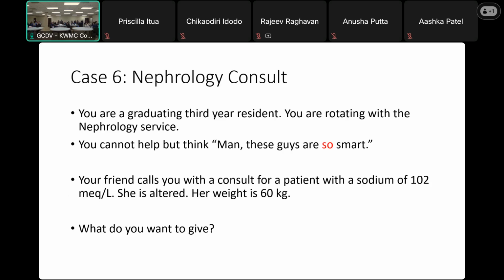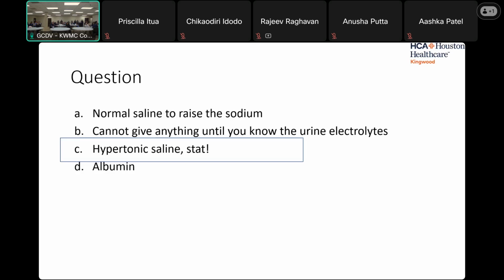So hypertonic saline. And you want to give it pretty urgently because, 1, the sodium is 102, so less than 110, severe. But 2, the patient has altered mental status. So this is a patient who's at high risk of seizures. They're already having brain swelling, which is what's causing the altered mental status.